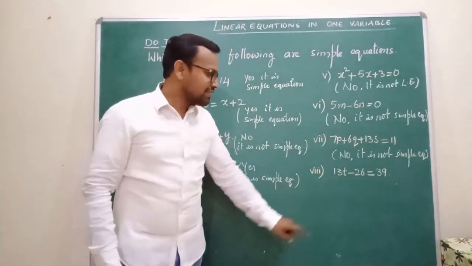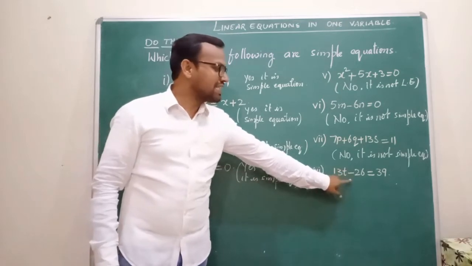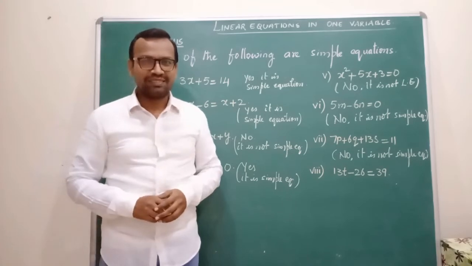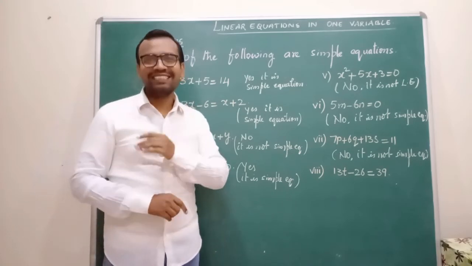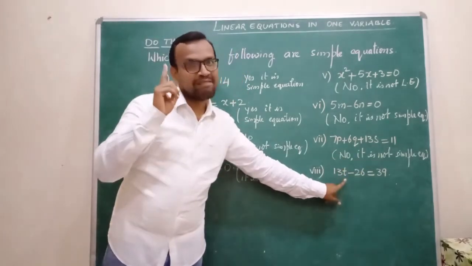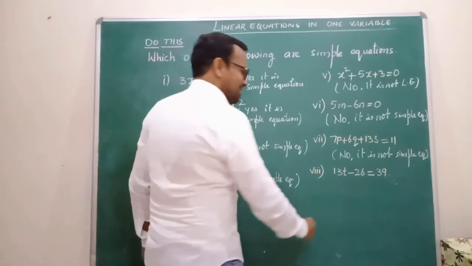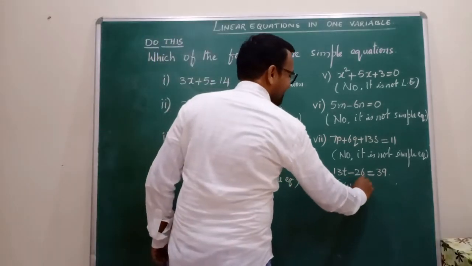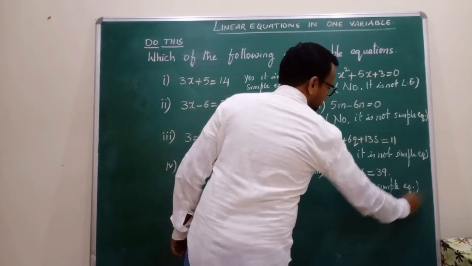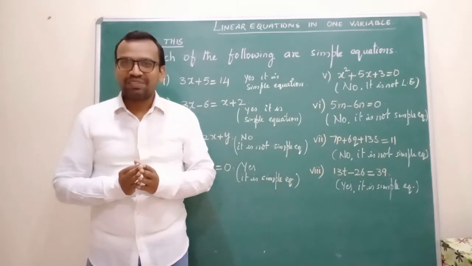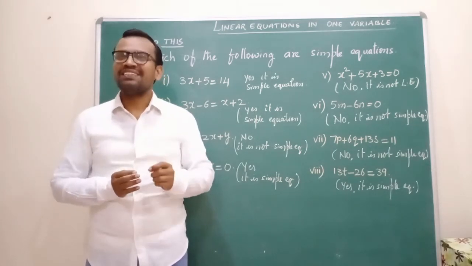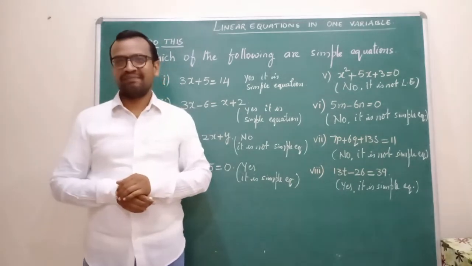Now the last one, 13t minus 26 is equal to 39. Is it a simple equation? Yes, it is a simple equation because the degree is 1 and only one variable is there. We understood that simple equations are the linear equations which contain one variable in it.